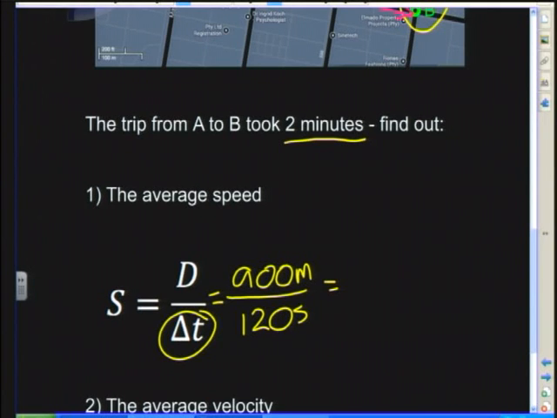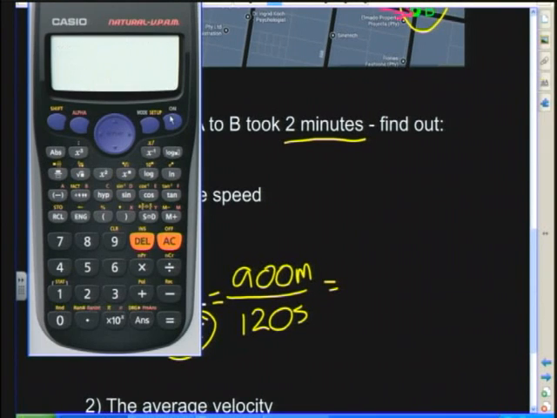Okay, so what I'm going to do is grab my handy Casio calculator and we're going to play around with this. So my Casio calculator says a couple of things. It says 900 divided by 120 seconds, not 1,200.